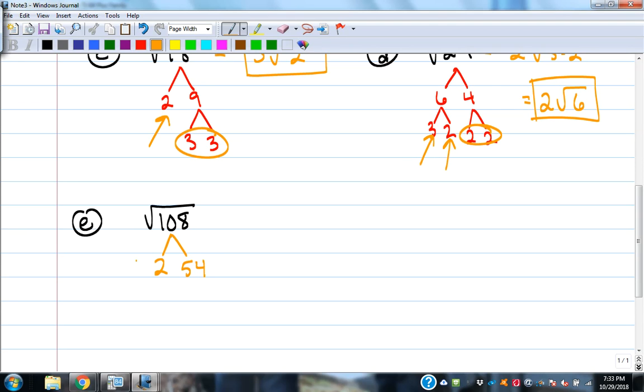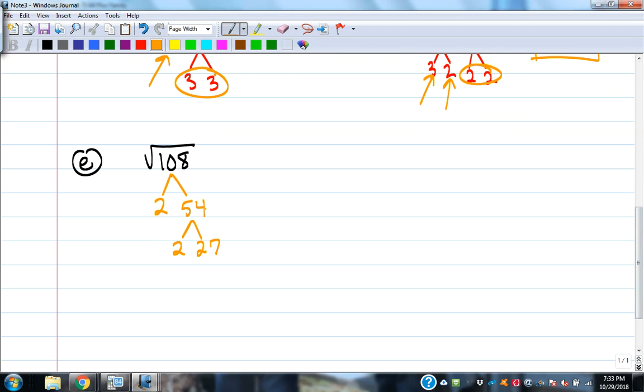And then you can break that down. 2 is a prime number, so we're done with that one. 54, we know something about 54. It's even. 2 goes into it. How many times? 27 times. And I do know something about 27. We're getting to numbers that I know a lot about now, right? 3 and 9. And then 9 breaks down to 3 and 3.